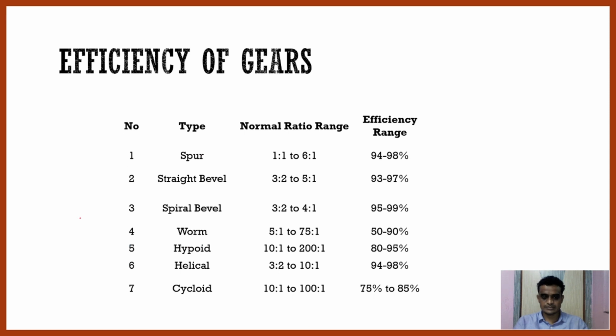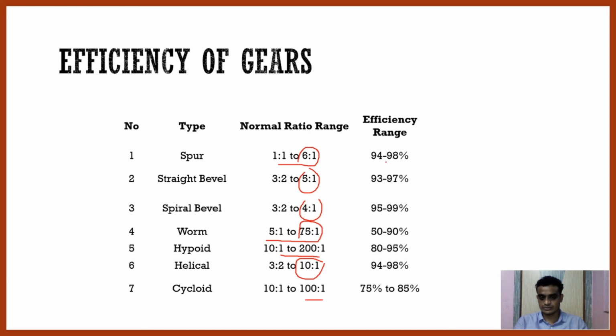Now some general concepts that I want to mention over here: efficiency of all the gears and their velocity ratio. For the spur gear, the maximum velocity ratio is near about 6:1. For the bevel gears, 5:1. Spiral gear, 4:1. For the worm and worm wheel, the range is up to 75:1, but we can obtain up to 300:1 in case of worm and the hypoid gears. I will show you the hypoid gears. Next, in case of helical gear, we can obtain a maximum velocity ratio of up to 10:1. And in case of cycloid tooth gears, it is 100:1.